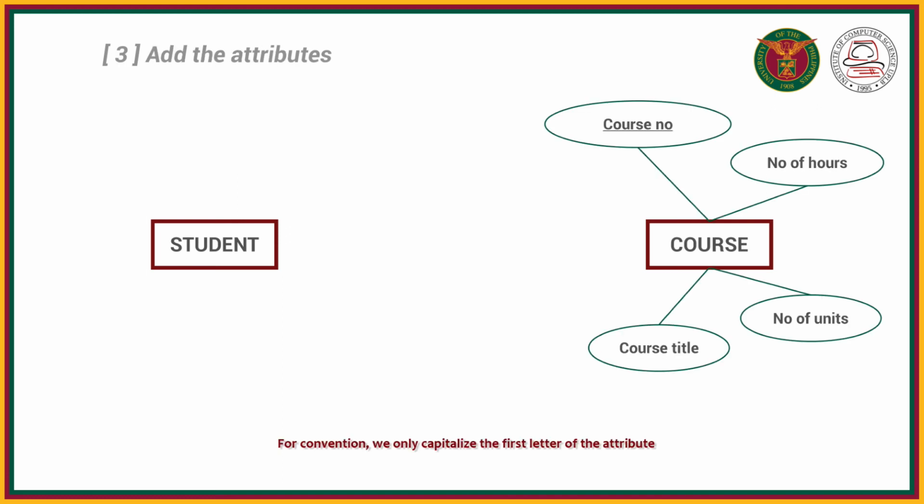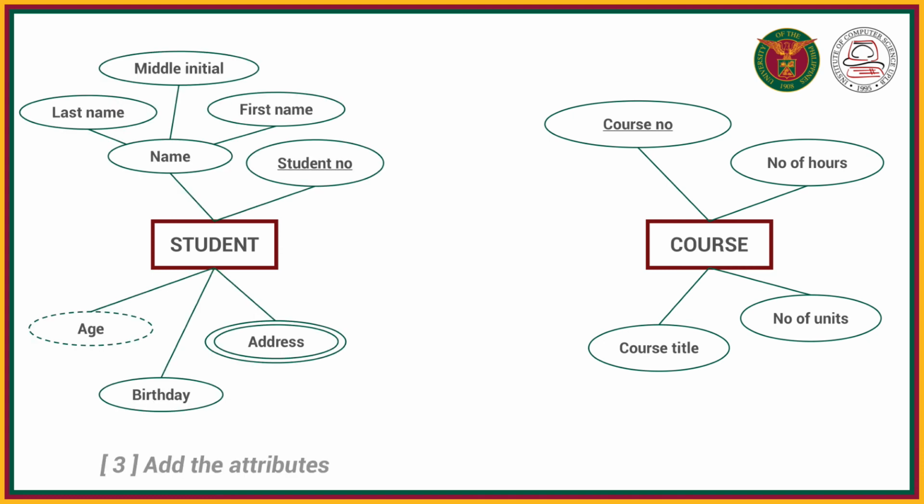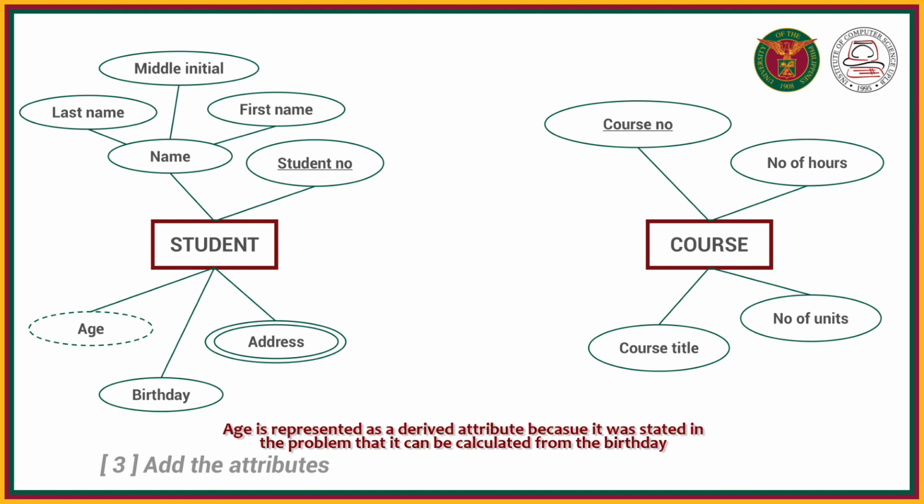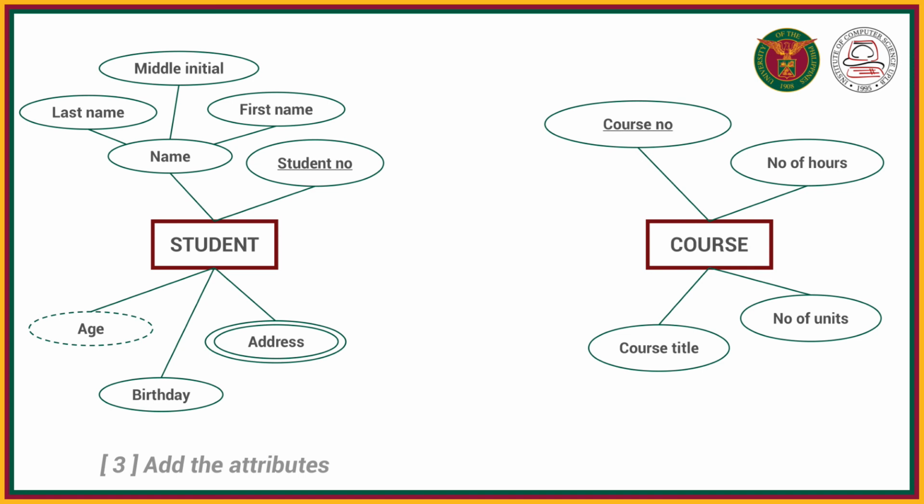So it says that a course is composed of a course number which is unique. So since that is specified as unique, we can use that as our primary key. And then we have course title, number of units, and number of hours. And a student has a student number that is unique. So again, we can use that as our primary key. A name that is further separated into first name, last name, and middle initial. Birthday. We also have age. And an address that can have multiple entries. So that is a multi-valued attribute.